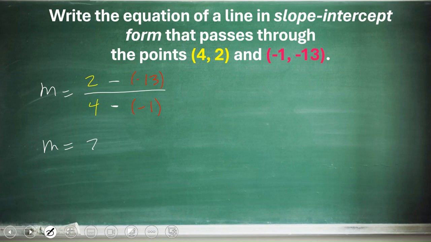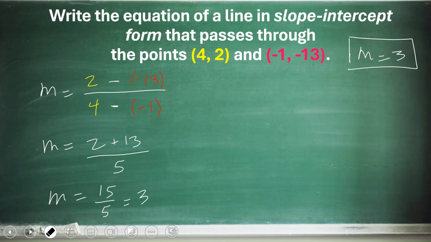So we end up with 2 plus 13 in the numerator, and we end up with 4 minus, or 4 plus 1, which is 5. I'm going to come down here, and I have 2 plus 13, which is 15, divided by 5, which means our slope is 3. Okay, so I'm just going to come over here, and I'm just going to write our slope is 3, so we have that noted.